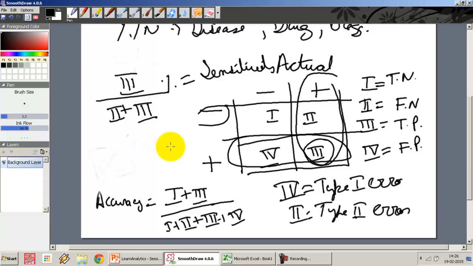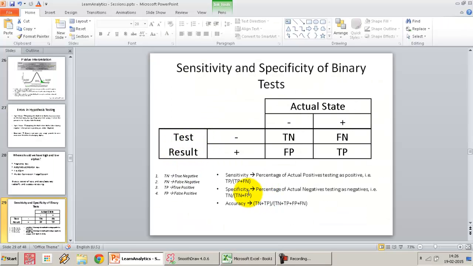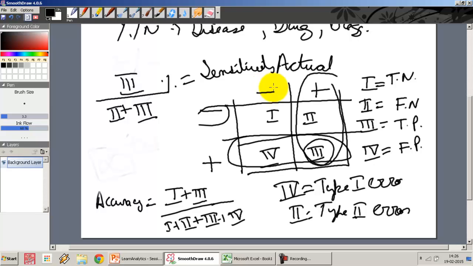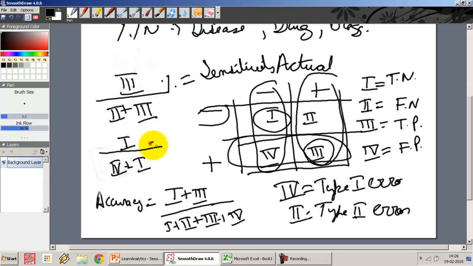What do we mean by specificity of a test? Specificity of a test tells us the percentage of actual negatives testing as negatives. So what are the actual negatives? The actual negatives are in this case. And how many of them are really testing also negative, which is this row intersection over here. So this is only quadrant 1. So specificity is 4 plus 1 on the denominator and only quadrant 1 on the numerator. So this is the sensitivity of a test. Sorry, the specificity of a test.